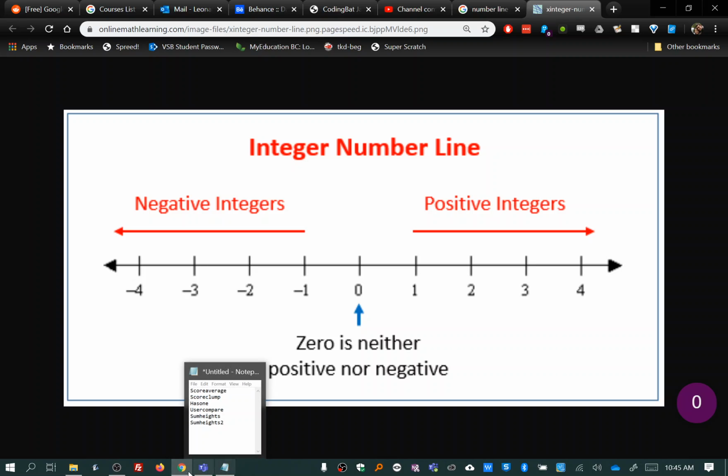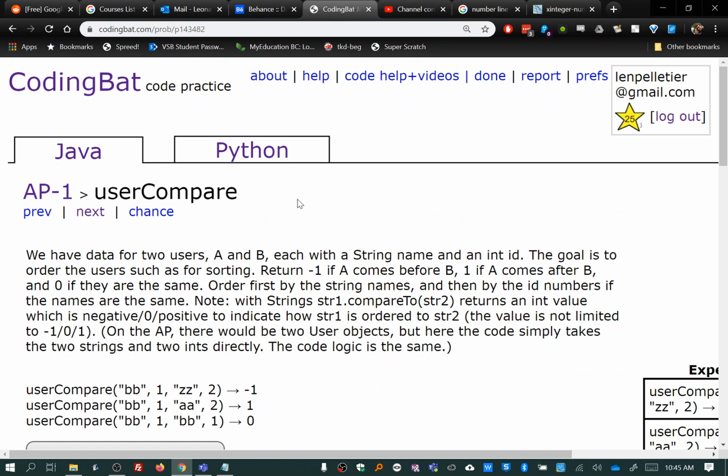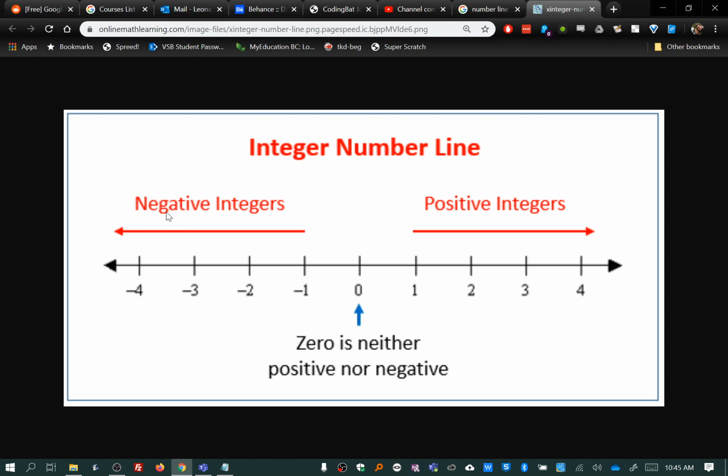So remember how the question's asking us to return -1 if the one on the left wins, and +1 if the one on the right wins, and 0 if they're the same. So the negative and positives call out to the number line, right? On the number line, the negative numbers are on the left. On the number line, the positive numbers are on the right. So they're using the positive and negative to tell you if it's the right or the left one that won. And then we got 0, which is neither positive nor negative.